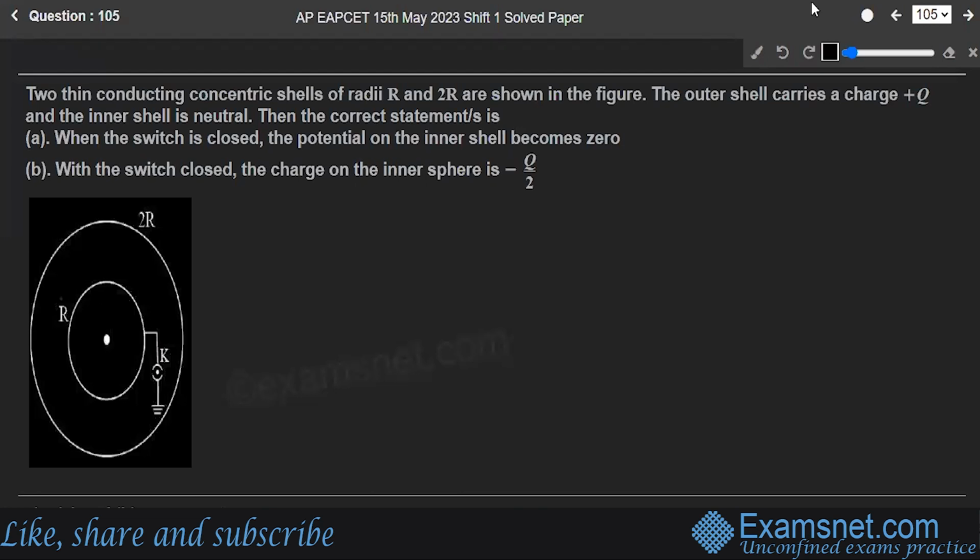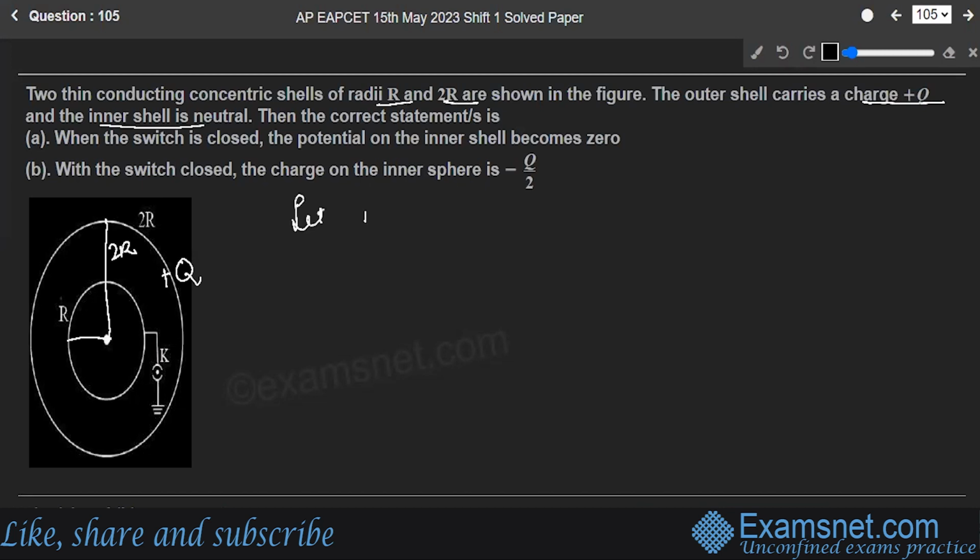Question 105: two thin conducting concentric shells of radii R and 2R are shown in the figure. The outer shell carries the charge Q and the inner shell is neutral. The correct statement is, when the switch is closed, the potential on the inner shell becomes 0, or when the switch is closed, the charge on the inner sphere is minus Q by 2. So you have two spheres, one with radius R and one with radius 2R. The charge on the outer shell is given as positive Q, and the inner shell is neutral. So these four things are given to you.